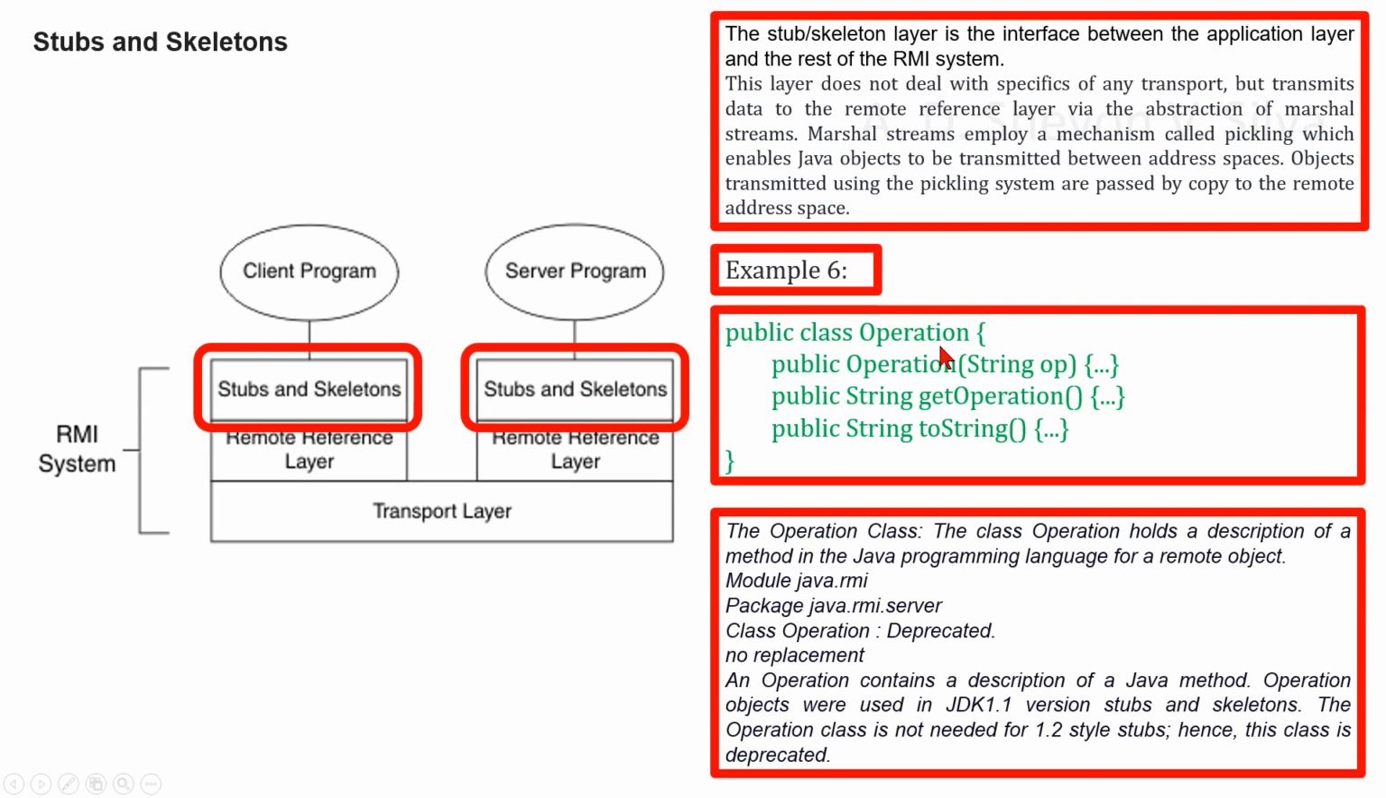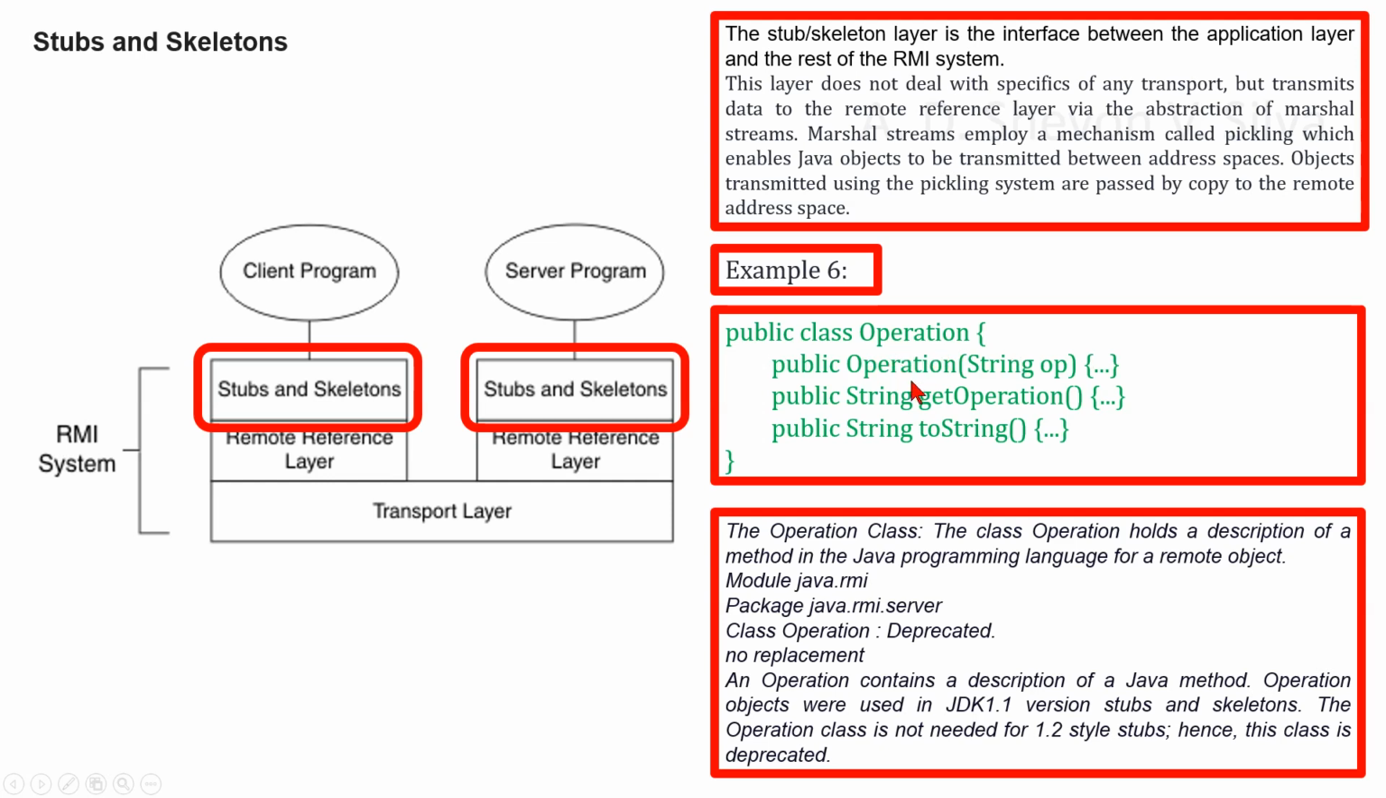This is in the package java.rmi.server, which is in the module java.rmi. Note: the Operation class is deprecated as of Java 2 SDK Standard Edition version 1.2. The 1.2 stub protocol no longer uses the old RemoteRef.invoke method, which takes the Operation as one of its arguments. As of Java 2 SDK Standard Edition version 1.2, stubs now use the new invoke method, which does not require Operation as a parameter.